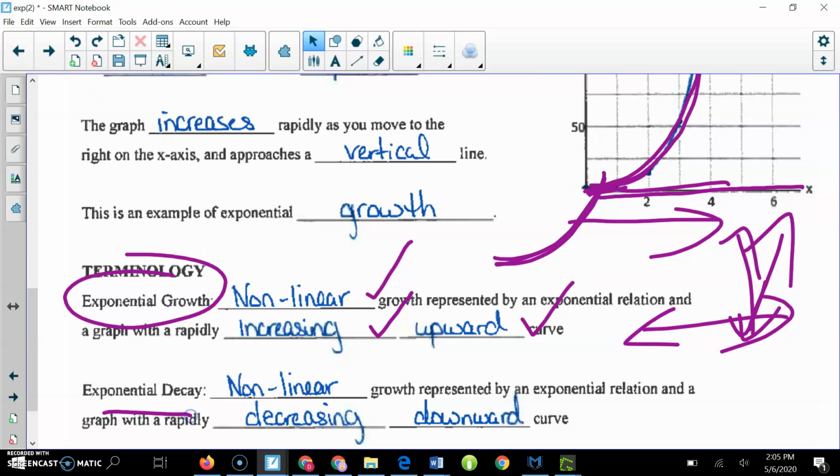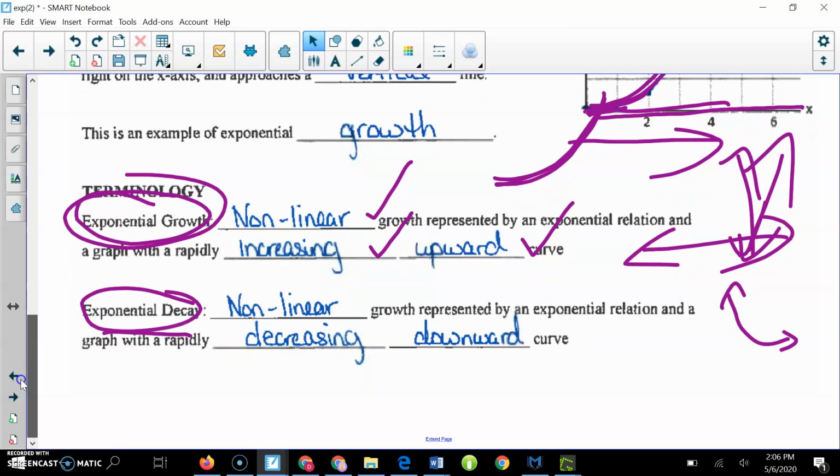Exponential decay is the opposite of exponential growth. I don't know if it's the opposite, but decay goes down. So you have exponential relationships that are growing or decaying, and we'll get into that a lot more as we move forward.